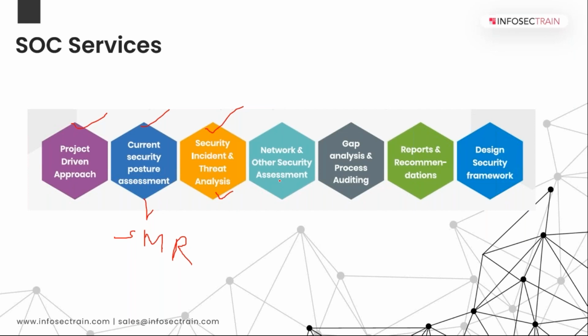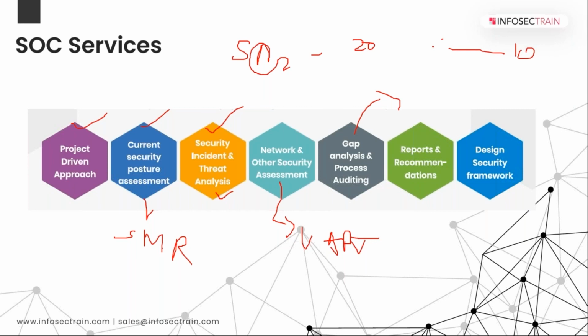Network and other security assessments will be the part of VAPT services you have to do. These are services a SOC also provides. Then gap analysis and process auditing. Your security goal was to go to 20, and you are at 10. So this gap analysis will be done. This is something a SOC has to provide so that there is a perfect insight into what needs to be done in order to bridge this gap.